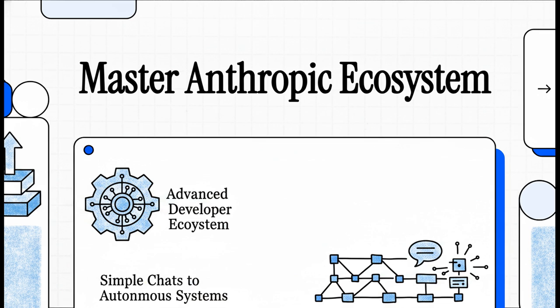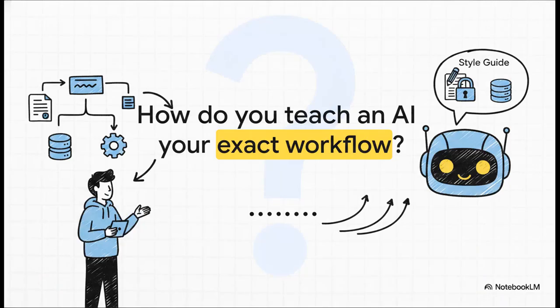We're talking about a massive shift, moving away from those simple back-and-forth chats and stepping into the world of highly sophisticated, fully autonomous systems. So let's kick things off with a bit of a provocative question. How do you actually move beyond basic chatbots and teach an AI your organization's exact workflow?